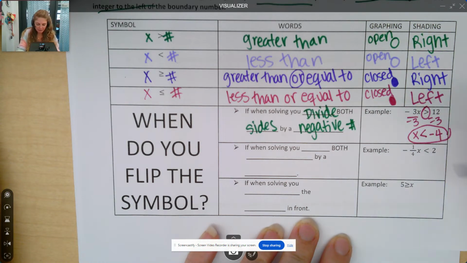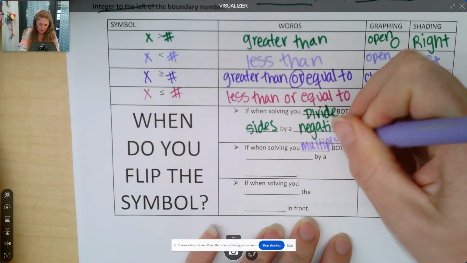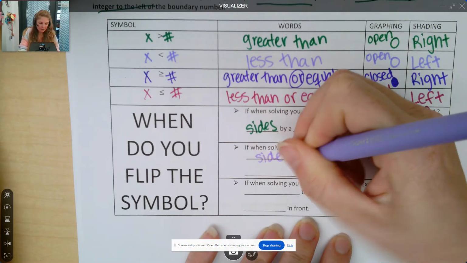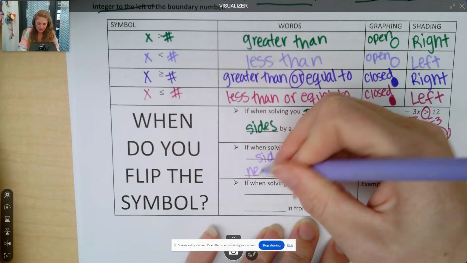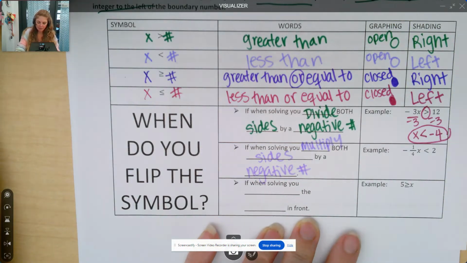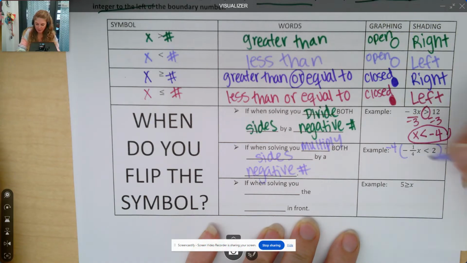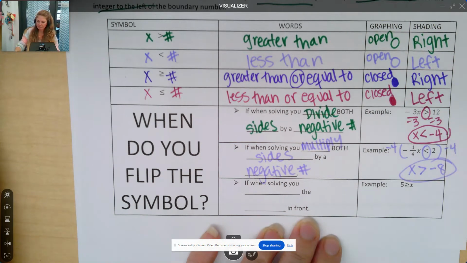Taking a look at the next one, if when solving you multiply both sides by a negative number or negative value, then you're going to have to flip your symbol. So here, to undo multiplying by -1/4, you multiply both sides by the reciprocal, -4, -4 over 1. I'm going to circle my inequality symbol. So x is greater than -8.